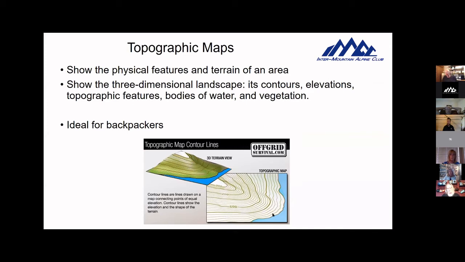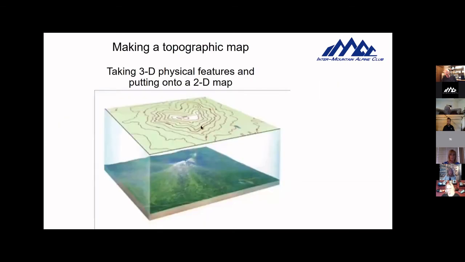This is the water line. These are contour lines. This is the main contour line, and this is what you see on the terrain of the land. Making a topo map, this is the ground, obviously. This is the topo map above it. It's taking 3D physical features and putting it onto a 2D map.